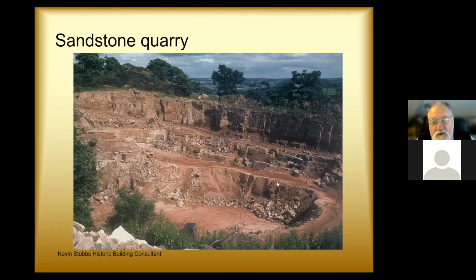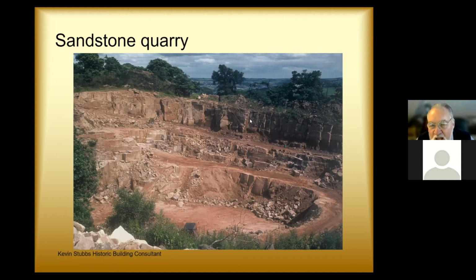Rarely do you get the strata still being horizontal. In geological time, the upper crust of the earth has been contorted by movement, and so sometimes these strata are running at anything like 45 degrees within the quarries. So it's not easy to work some of these beds.